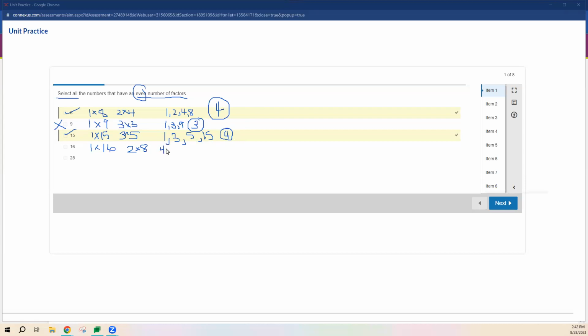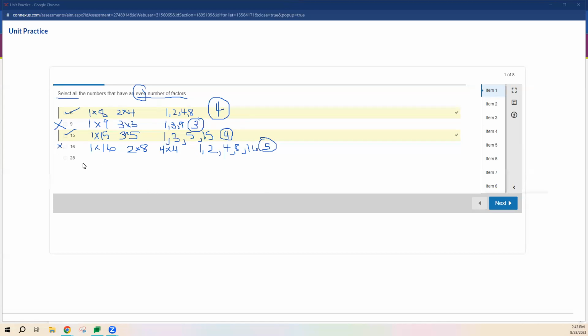Remember, I could do this all with factor rainbows. I could do this all by making arrays. All right. So when I list my factors for 16, I say, well, I have 1, 2. Remember, I only have to list 4 once. 4, 8, and 16. So that has 5 factors. 5 is not an even number, which means 16 does not have an even number of factors.